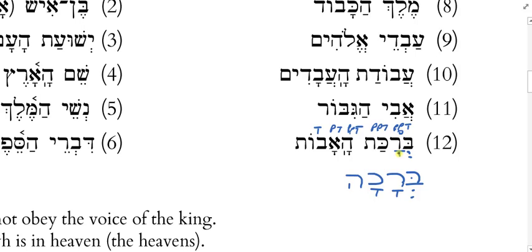It's going to have to reduce, isn't it? And what would it become? A vocal shava. And now I have a vocal shava next to another vocal shava. And how do we resolve that? We shoot out an I. So that's where we get birkat. So burakat becomes birkat. Okay?